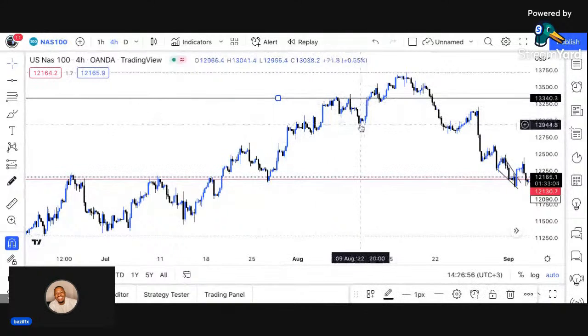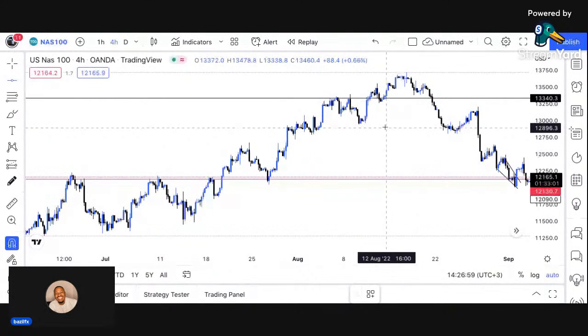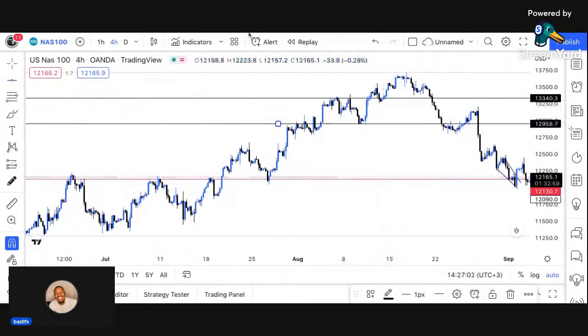Then price comes again and retraces. You see, price comes down and retraces. Remember, I told you price can never go in a straight line. Price can never go in a straight line.